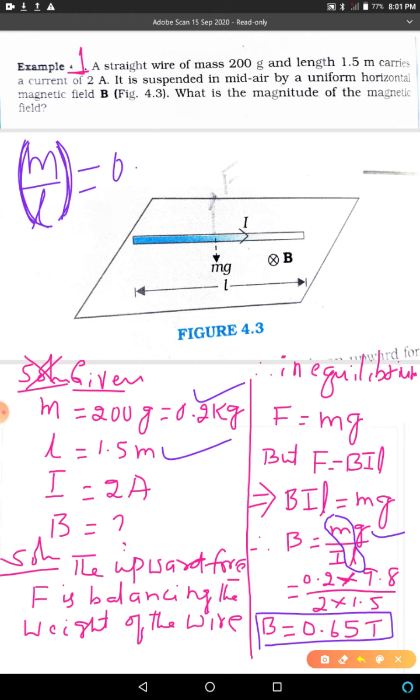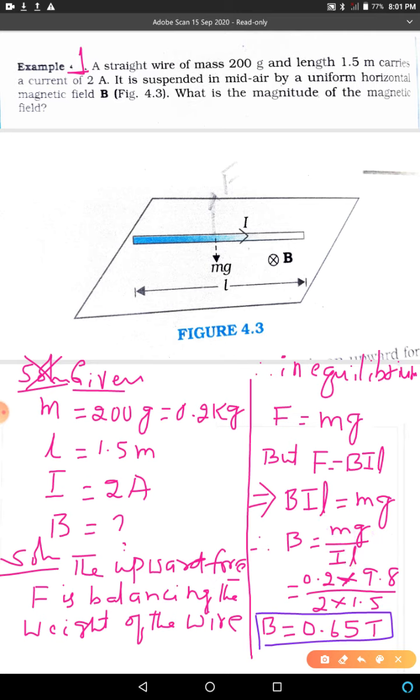So if you apply a magnetic field of 0.65 Tesla into the plane of the paper, then the wire will be balanced.